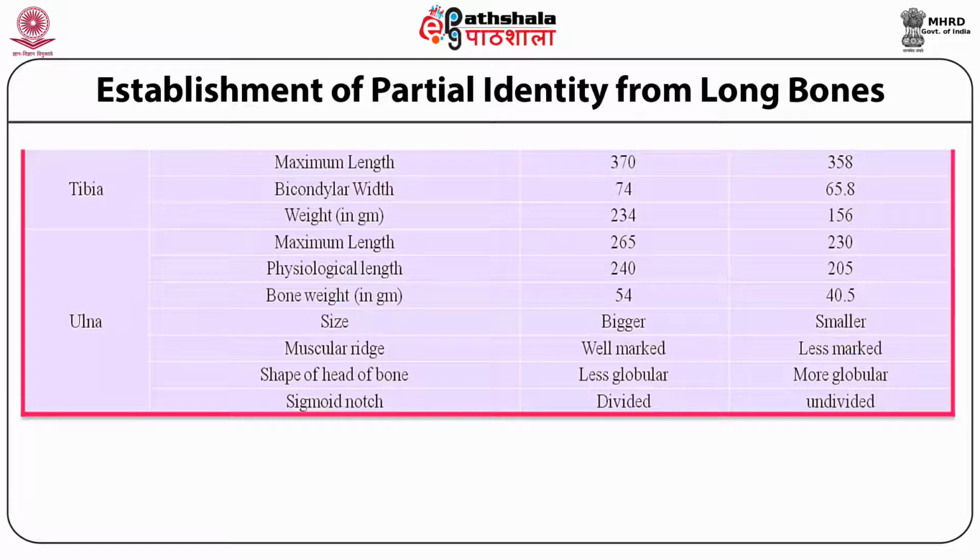The weight of the tibia is 234 grams in males and 156 grams in females. The size of the ulna is bigger in males and smaller in females. The maximum length of the ulna is 265 mm in males and 230 millimeters in females. The shape of the head of the ulna bone is less globular in males and more globular in females.